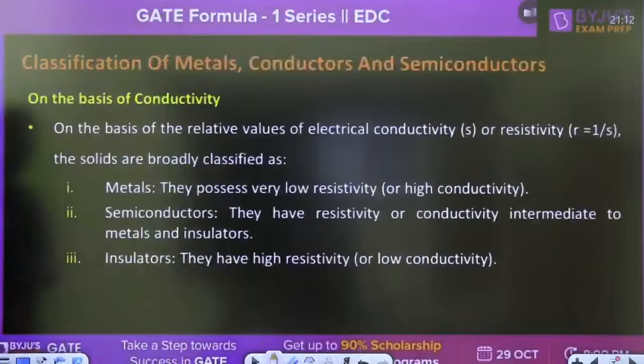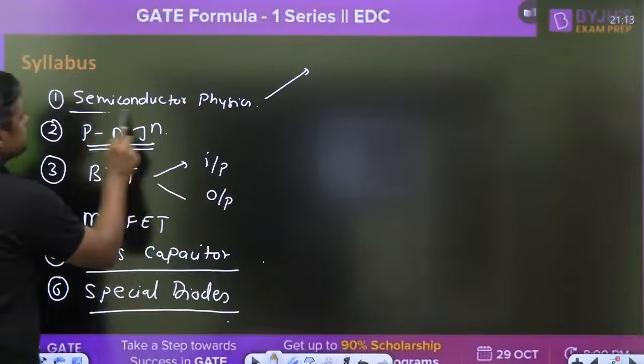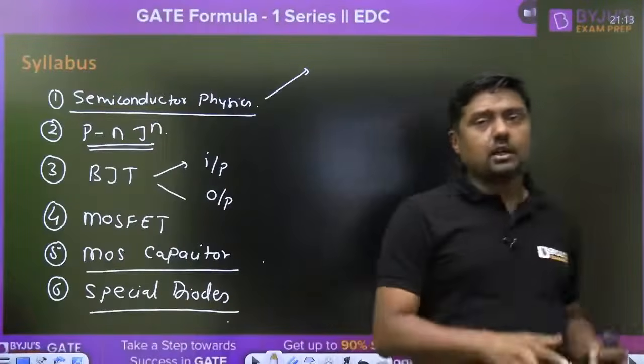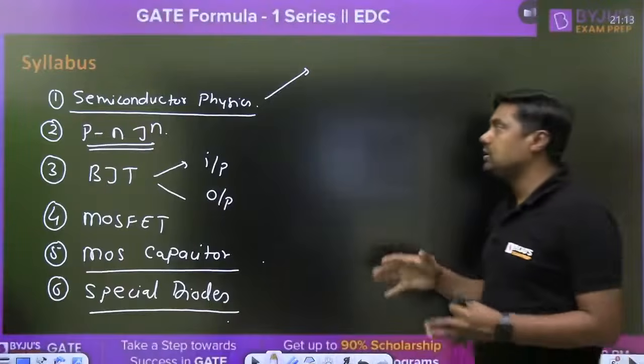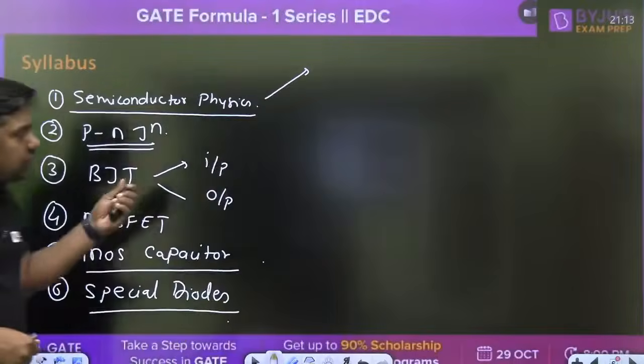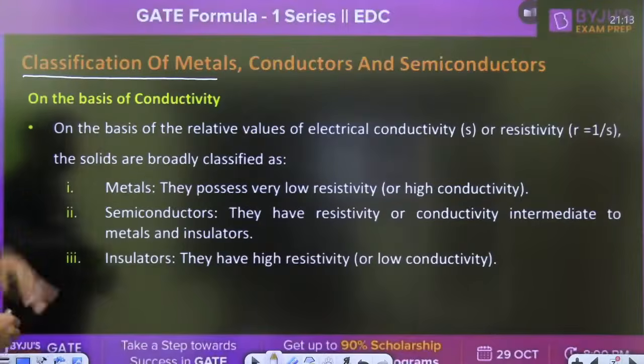Okay, now see classification of metals. First in semiconductor, first point is what is the difference between the metal, semiconductor and what, insulator. Very first, very quick revision of all this topic. First of all, classification of metal, conductor and what, semiconductor.